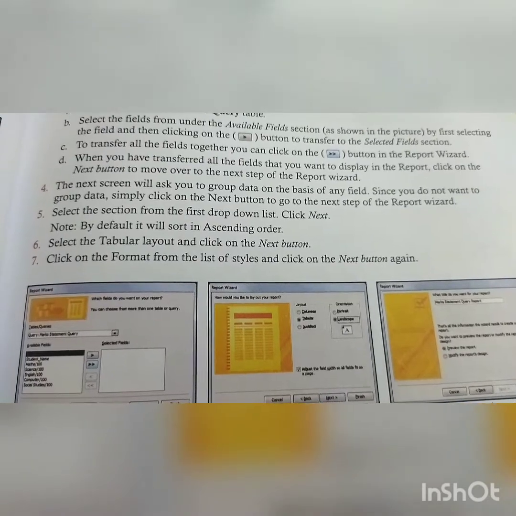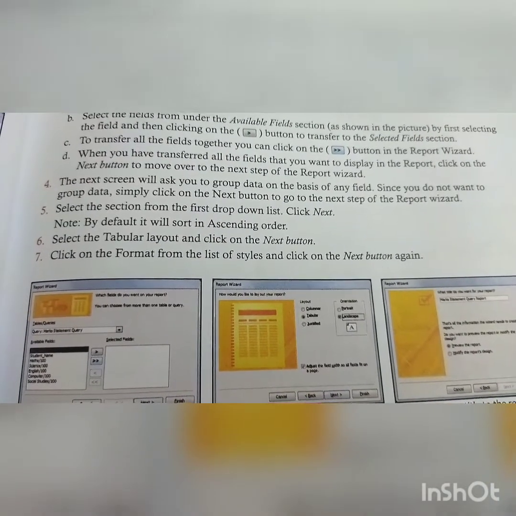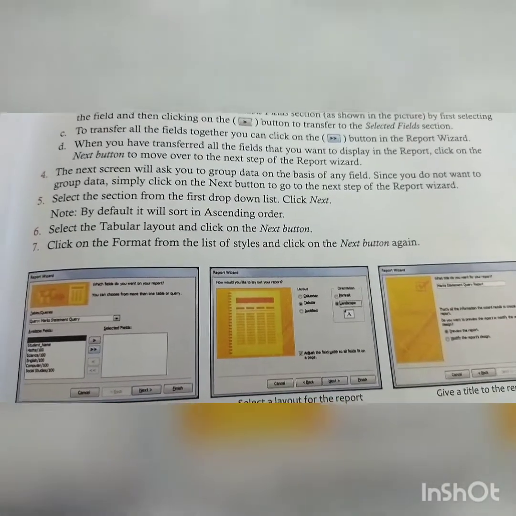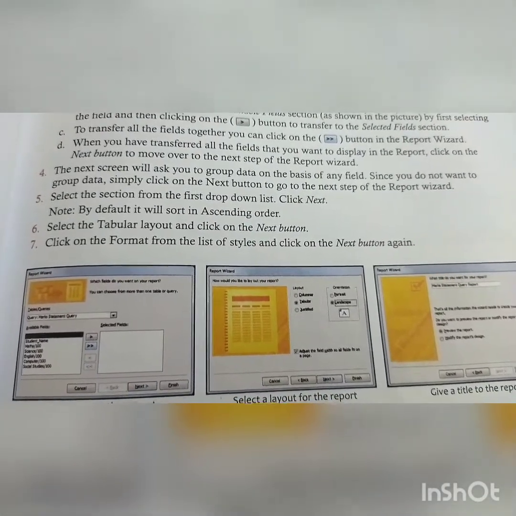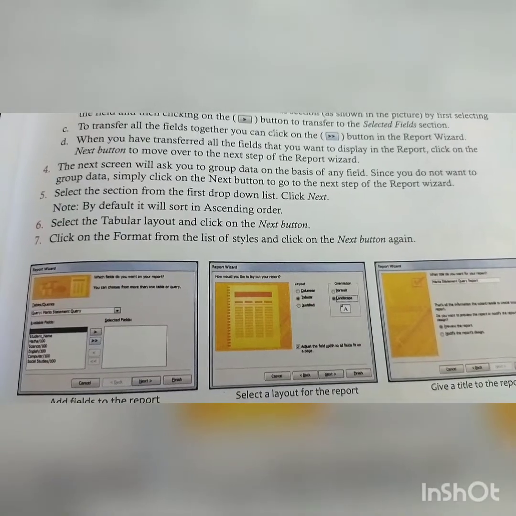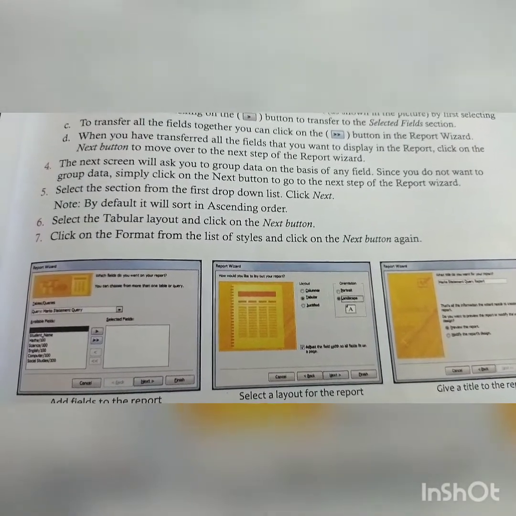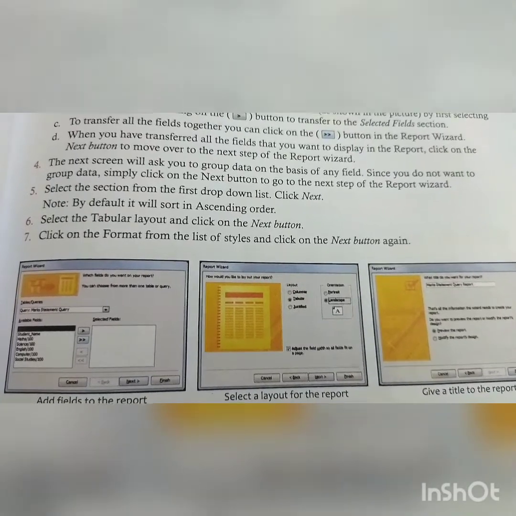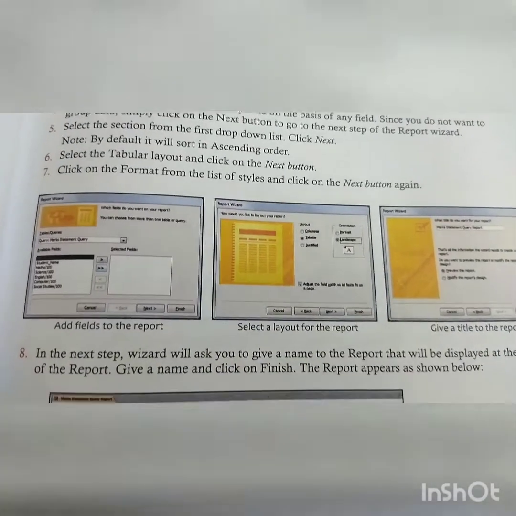So select the section from the first drop down list, click next. And note, by default it will sort in ascending order. After that, select the tabular layout and click on the Next button. So click on the format from the list of styles and click on the Next button again.